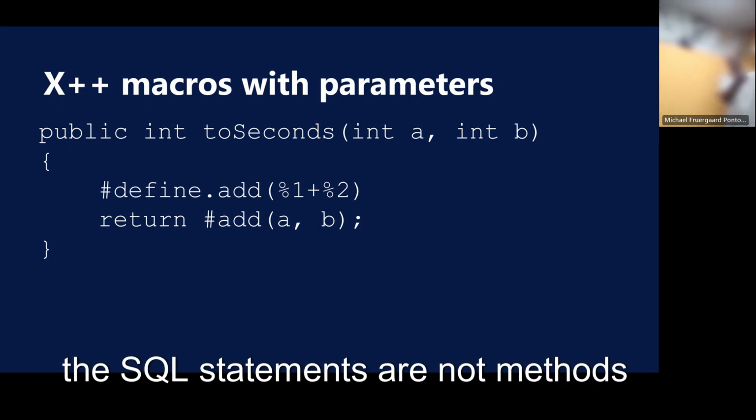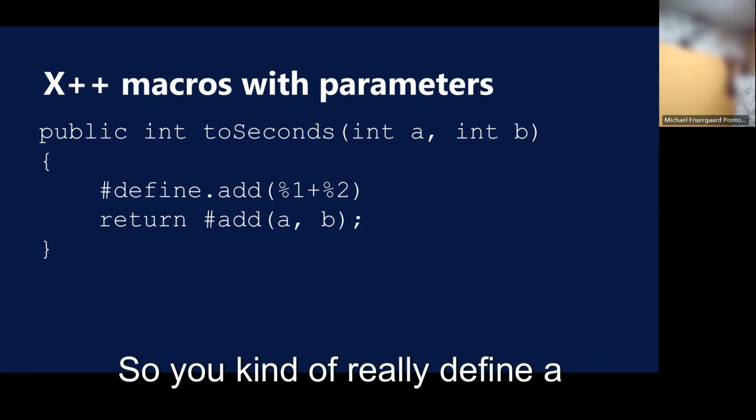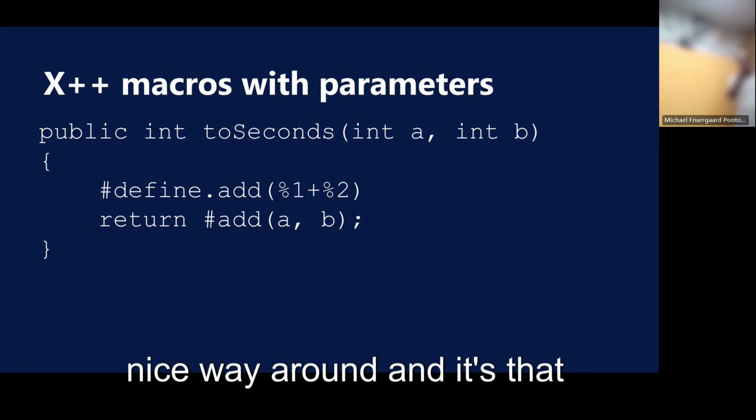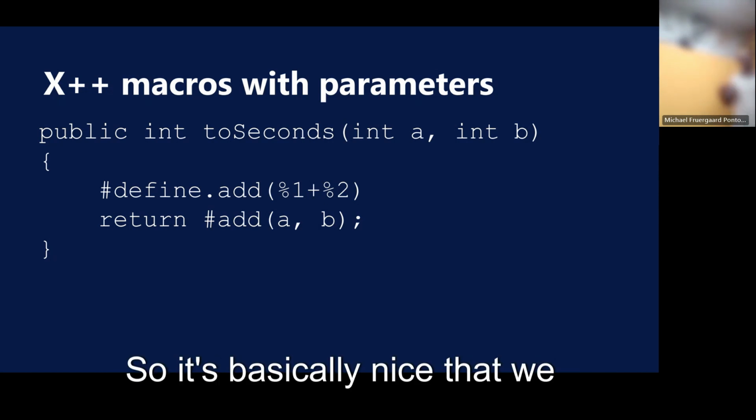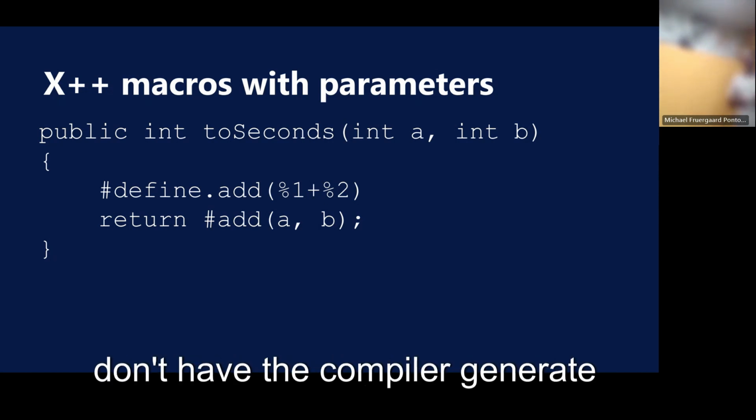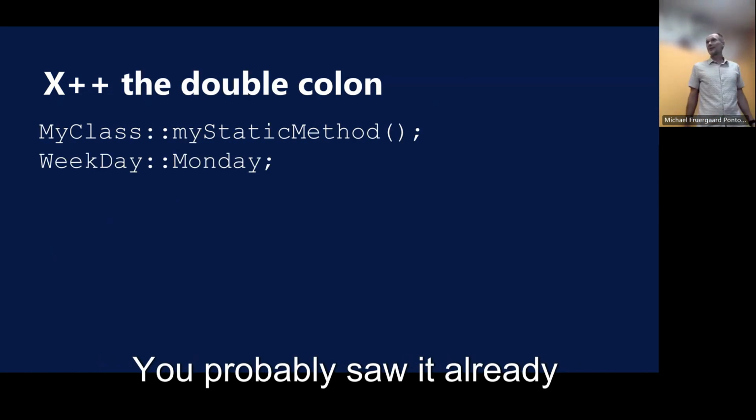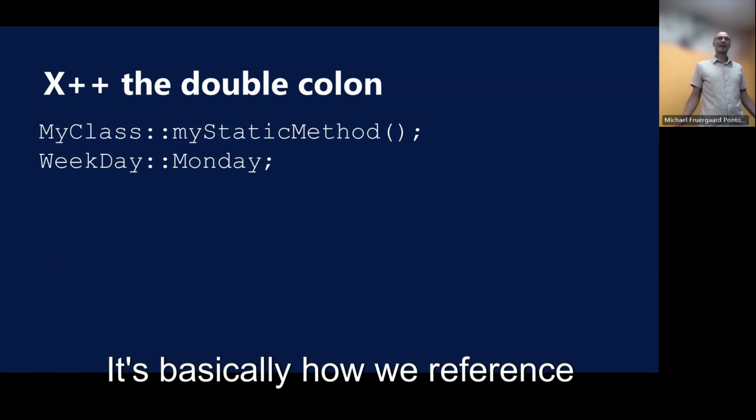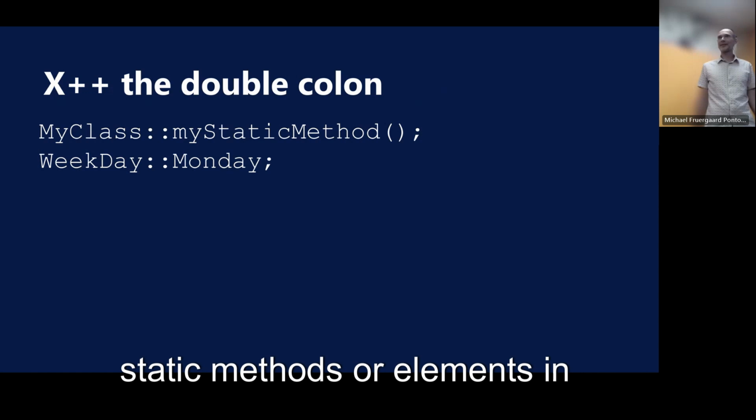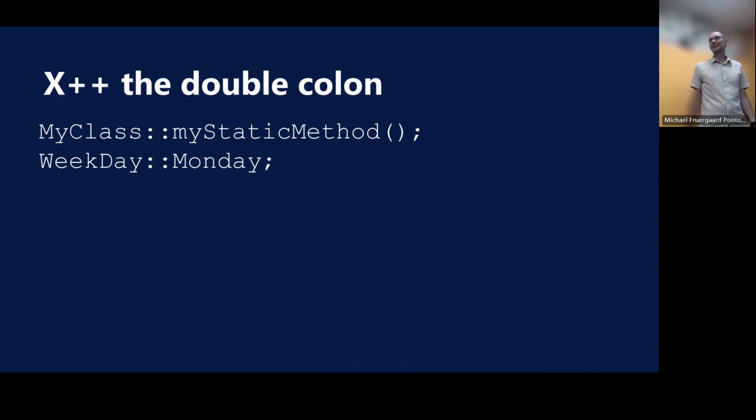Ideally, the SQL statements are not methods, right? So you cannot really define a nice way around it. It's that kind of thing you need to write. So it's basically nice that we can have the compiler generate some of that for us based on a template of sorts. You will also see a double colon. You probably saw it already. It's basically how we reference static methods or elements in an enum. This is how it is.